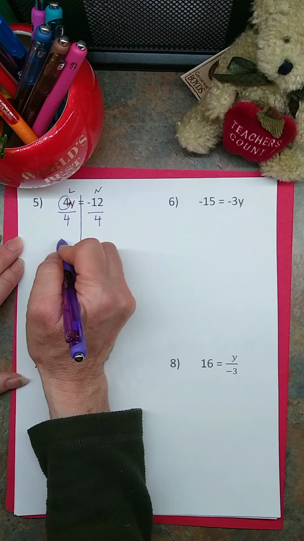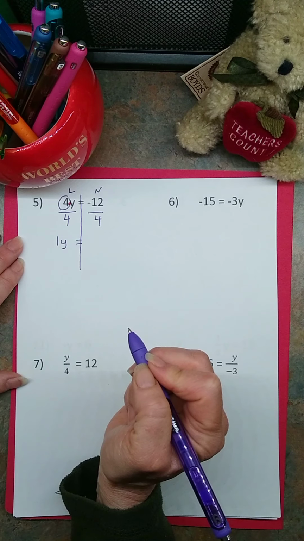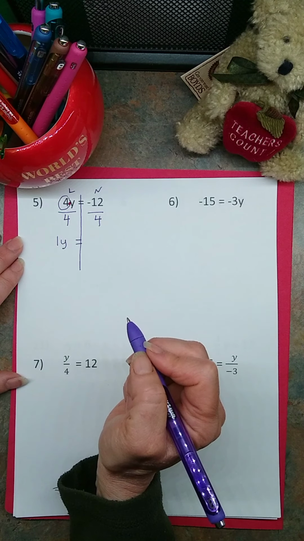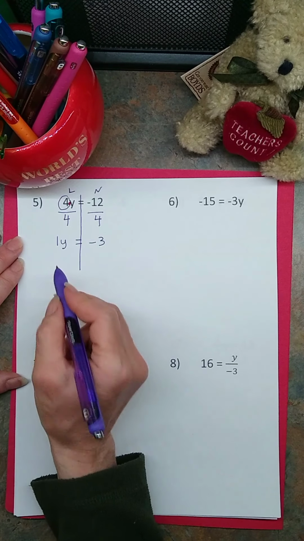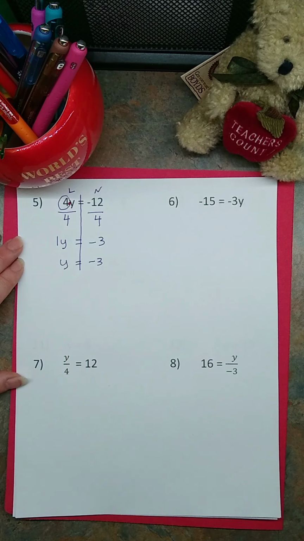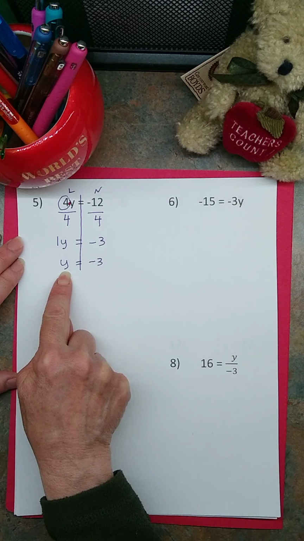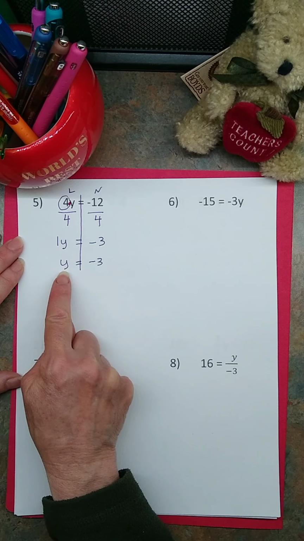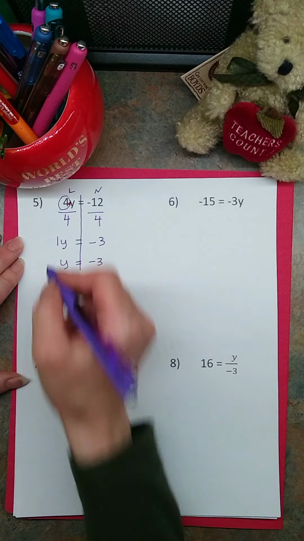Now over here, 4 divided by 4 is 1. So you're left with 1y. Negative 12 divided by 4 is negative 3. And 1y is just y. It's not 0y, it's 1y. It's understood that there's 1y there. If I asked a kindergartner, how many y's are there? They would say there's 1. So there's 1y here. That's your final answer.